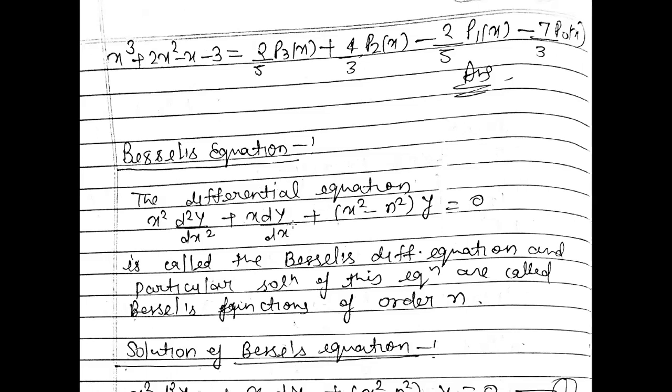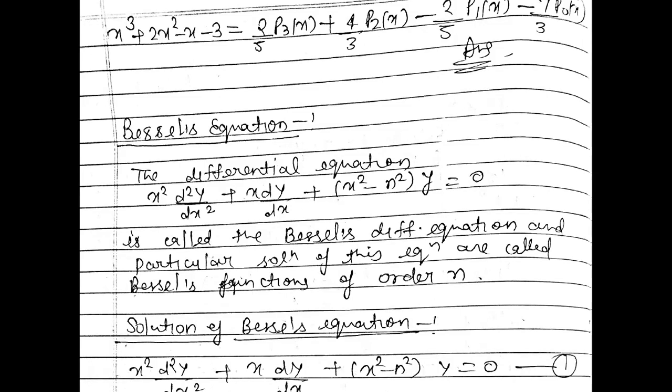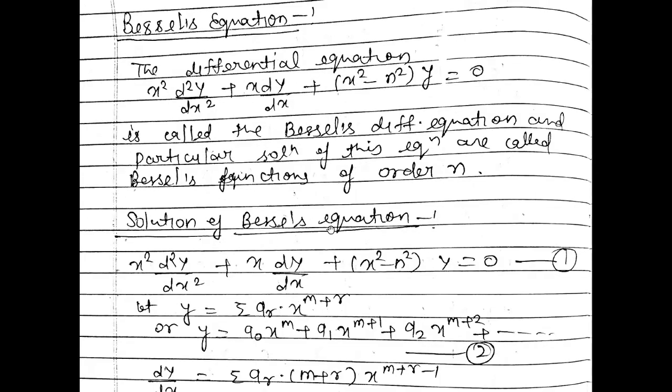The differential equation is x squared d2y/dx2 plus x dy/dx plus (x squared minus n squared) y equal to 0. This is the differential equation of Bessel's equation, right? And it is called Bessel's differential equation, and particular solutions of this equation are called Bessel's functions of order n. So same process, solution of Bessel's equation.